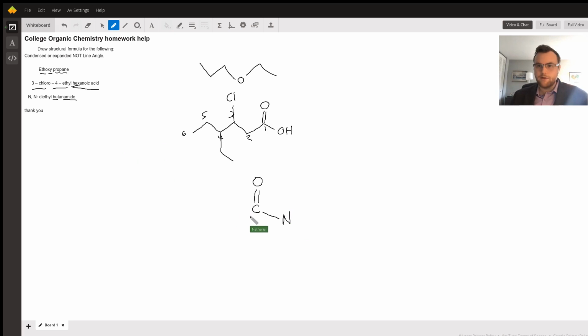And branching off from there, we want a butane. So 1 carbon, 2 carbons, 3 carbons, 4 carbons. So this takes care of our butanamide. Now we want to put ethyl groups somewhere on this molecule. How many ethyl groups do we have? 2. So that's diethyl. And these N's right here are saying that these ethyl groups will go on the nitrogen. So ethyl groups, 2 carbons, place them on the end as such.